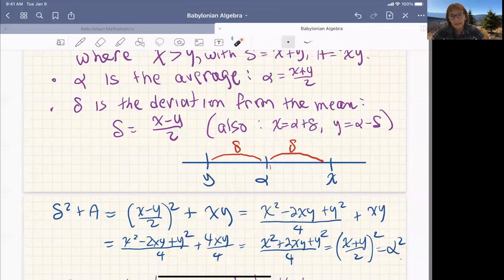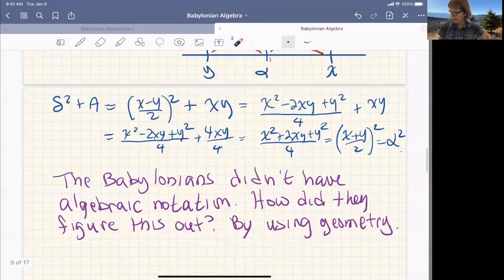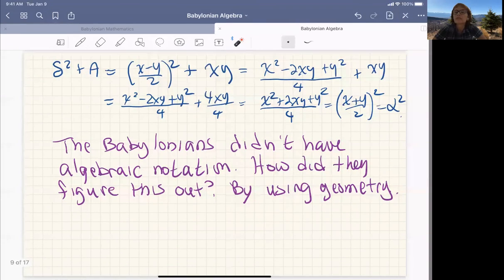Now, to be clear, the Babylonians did not have algebra. And so we know that this is not how they justified this. They had a completely different way of doing it. And basically, it was a proof by picture, so using geometry. So next time we're going to look at that. We're going to look at the Babylonian method for justifying this formula. And then we're going to wrap up the Babylonian algebra.